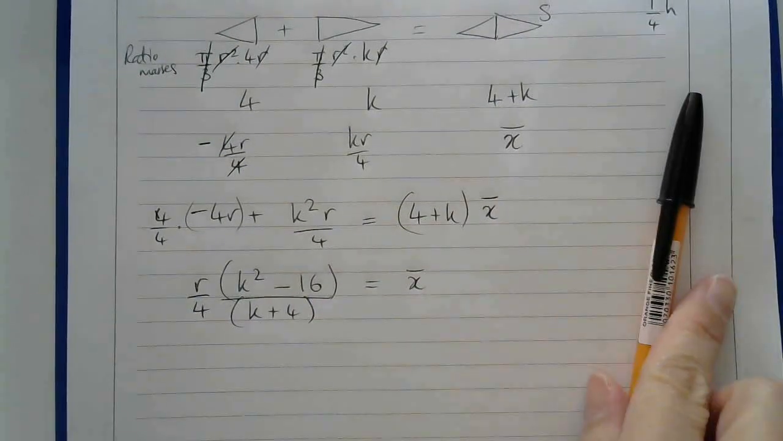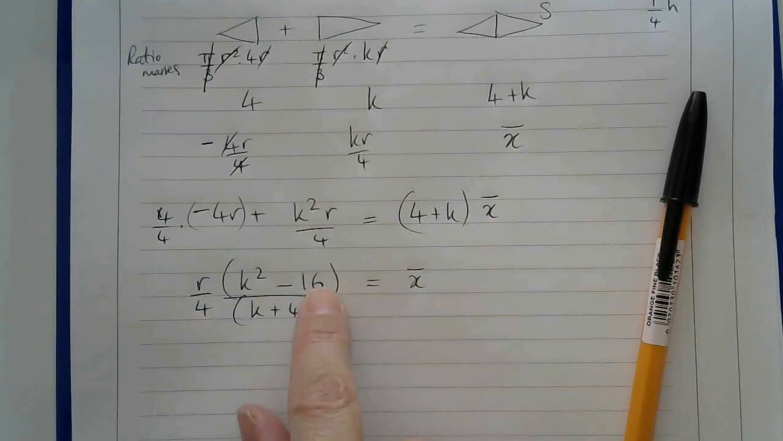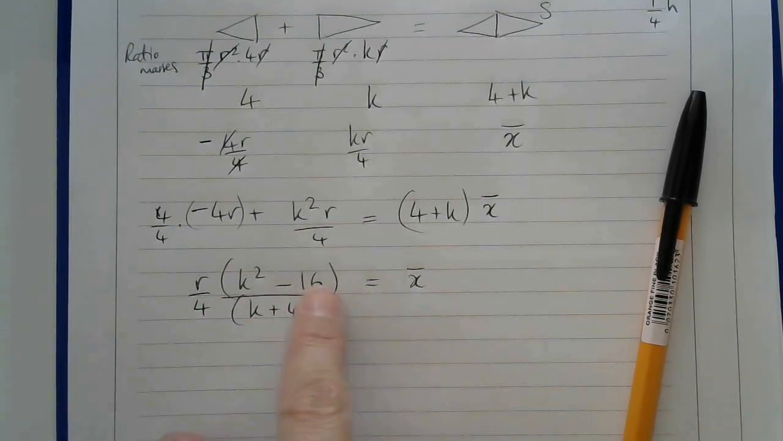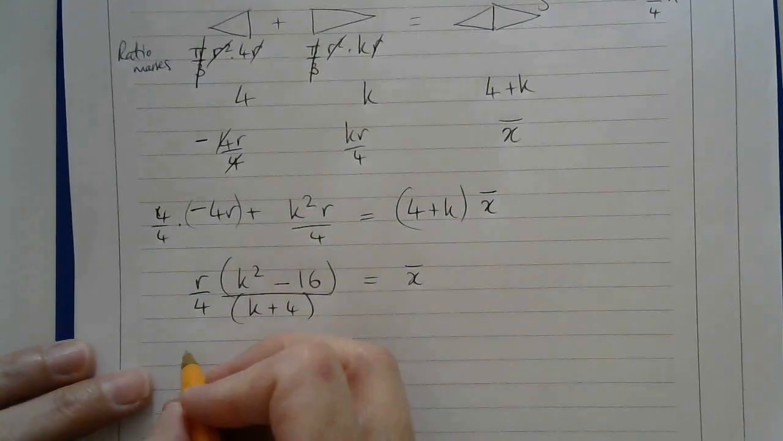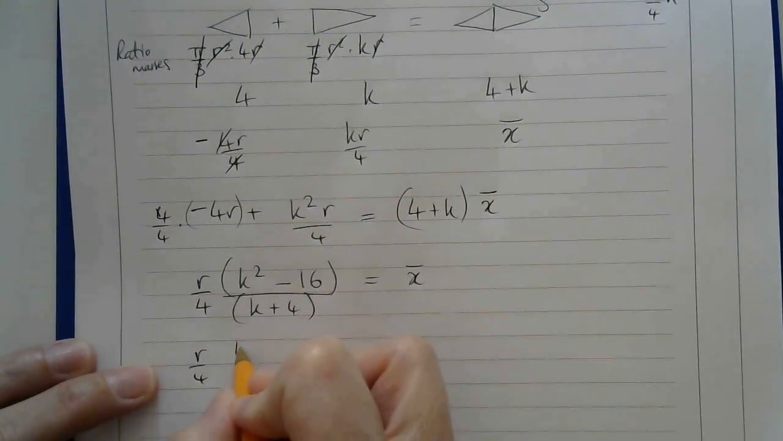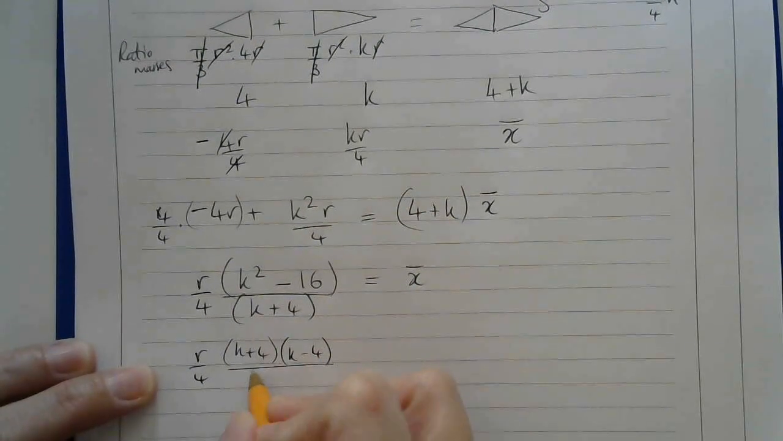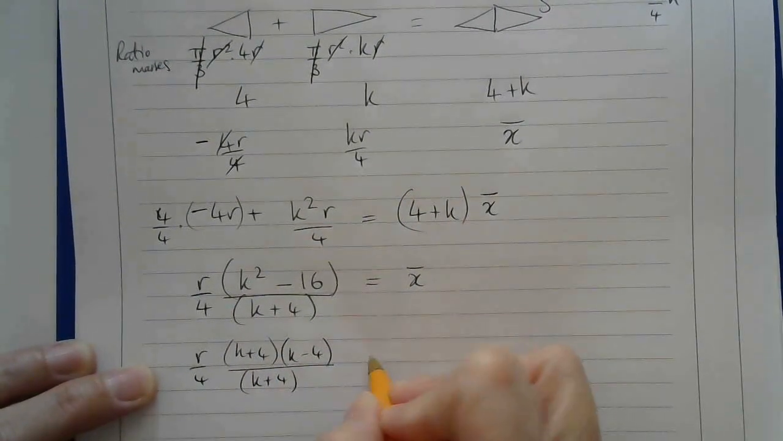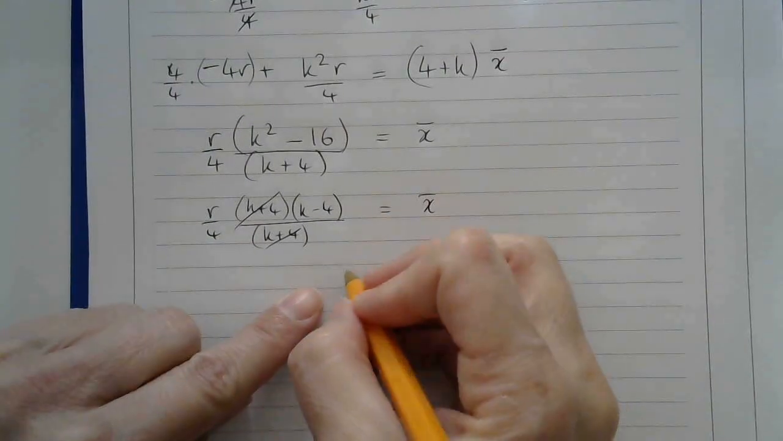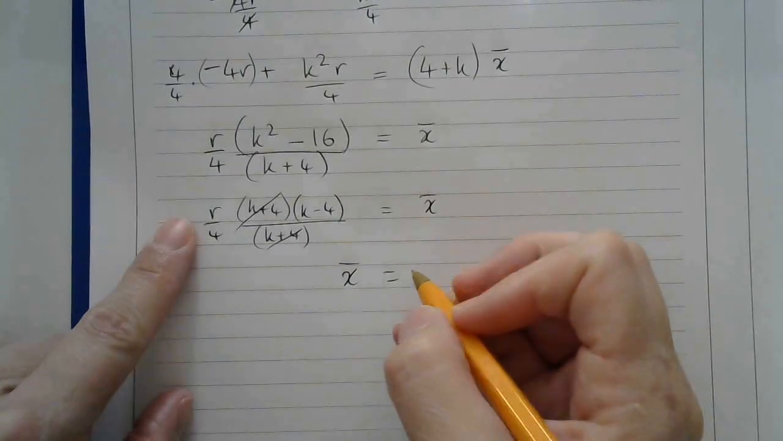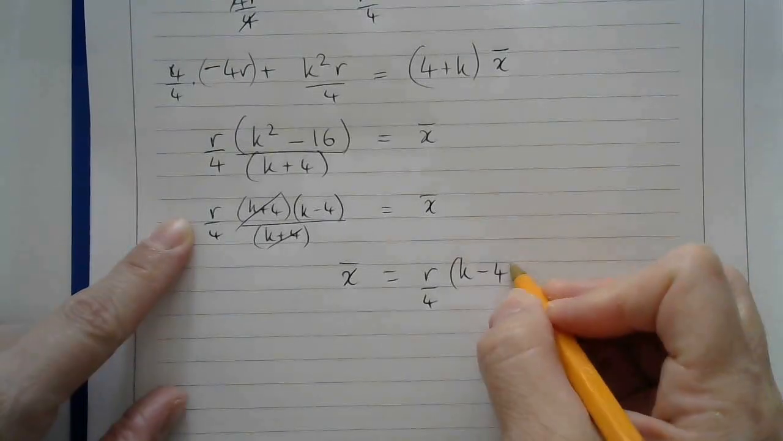Now what you might notice is that because on the top you've got k squared minus 16, that could be split into 2 brackets, k plus 4 and k minus 4. So here I've got r over 4, k plus 4, k minus 4, and on the bottom k plus 4. And so this will cancel, and so I'm left with x bar is r over 4, k minus 4.